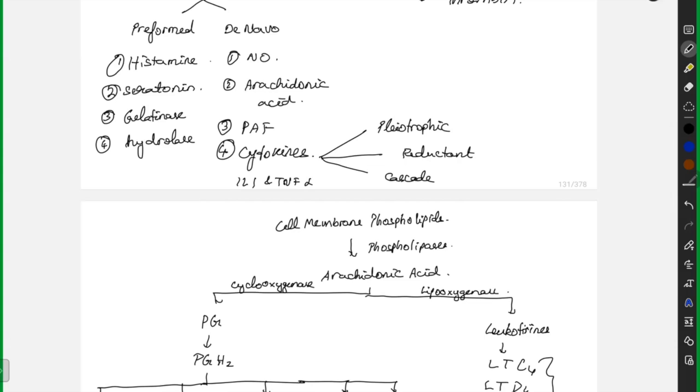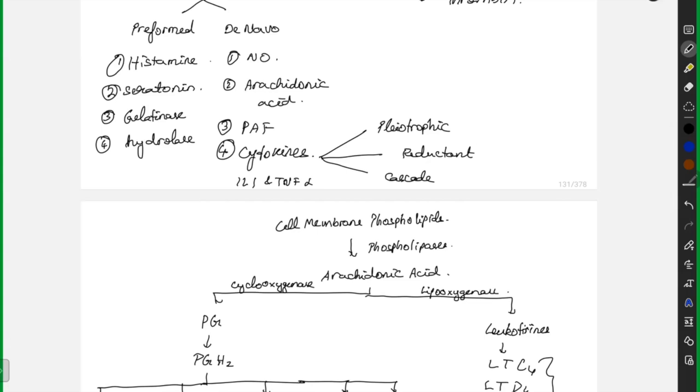Remember that the one interleukin that is not pyrogenic is interleukin 18. Interleukin 1, interleukin 2, interleukin 8, TNF alpha, TNF beta, and interleukin 6 are all pyrogenic in nature. Interleukin 18 alone is non-pyrogenic.